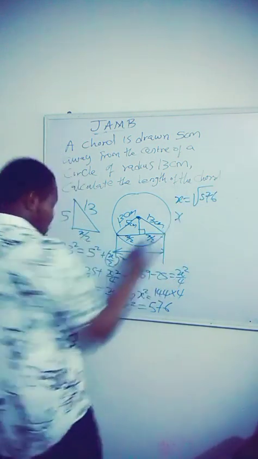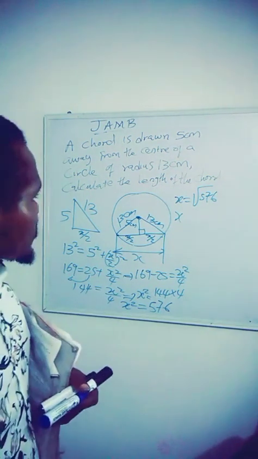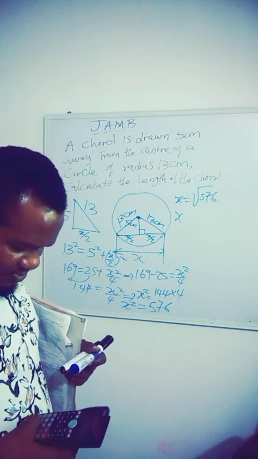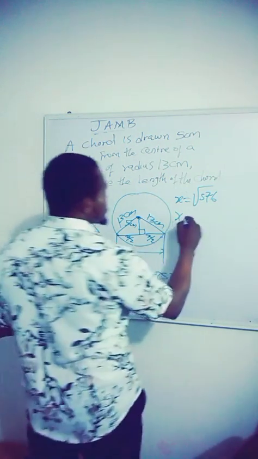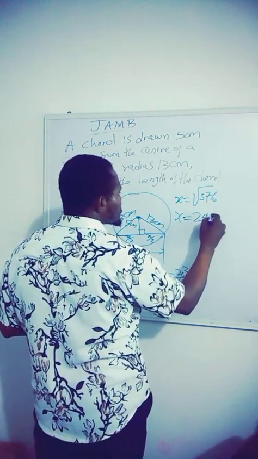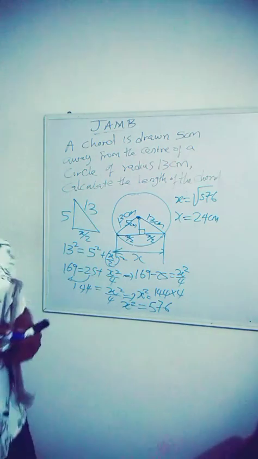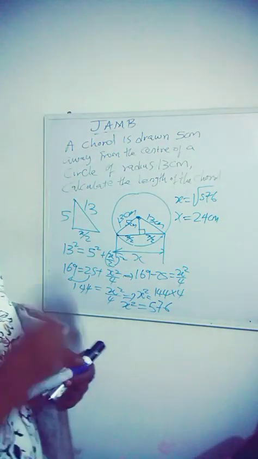Where's my calculator? Square root of 576. That is 24. So x is equal to 24 centimeters. So the length of the chord is equal to 24 centimeters. Is that clear? Repeat or continue.